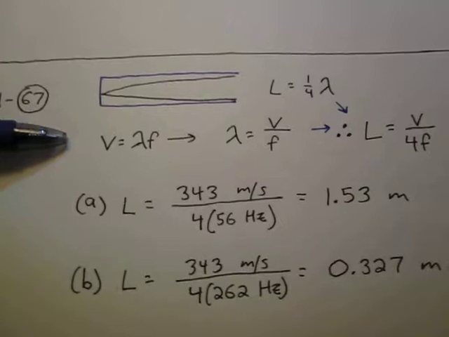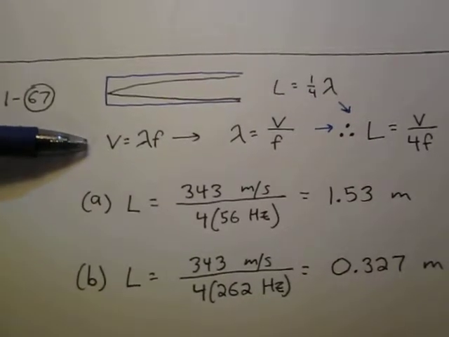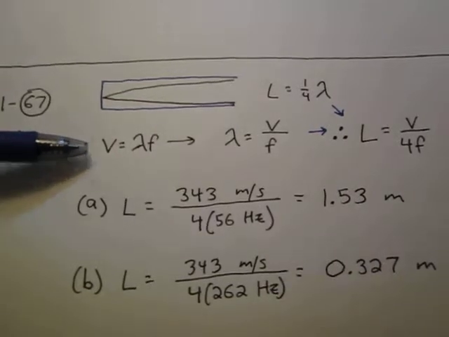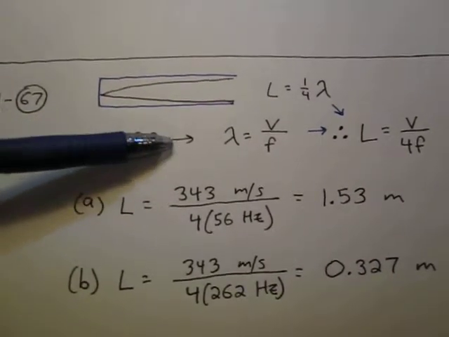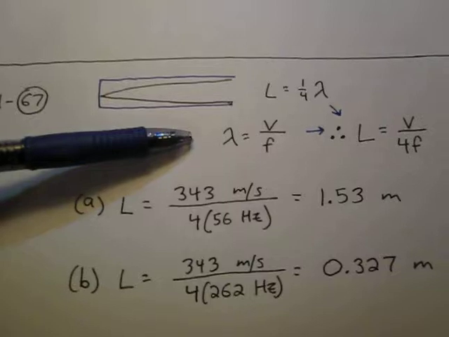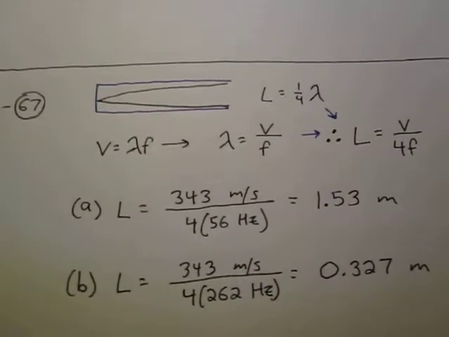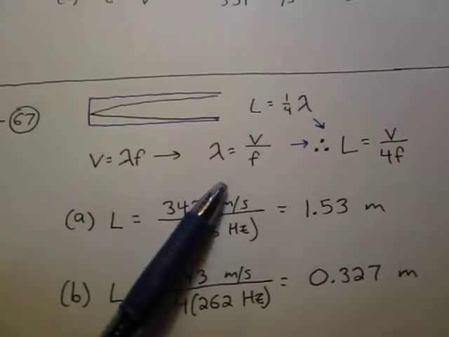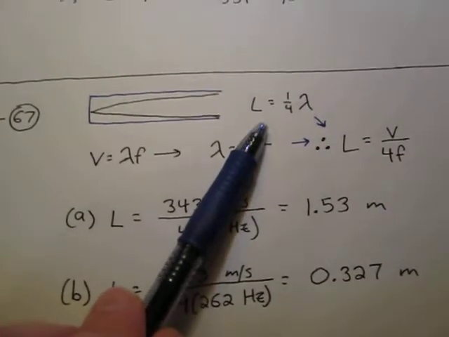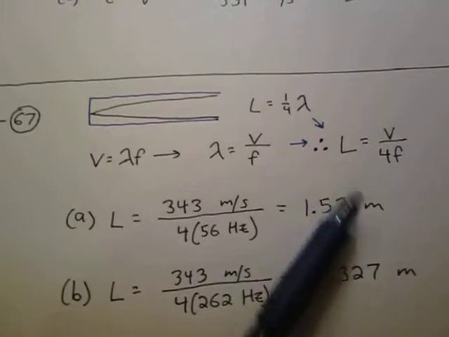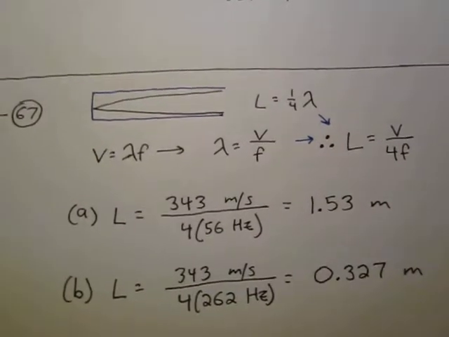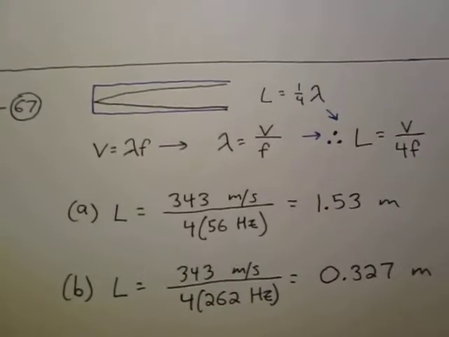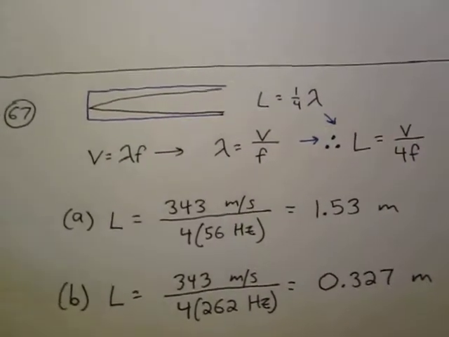We start with our basic relationship between wavelength, speed, and frequency, v equals lambda f. We want to find lambda, so lambda equals v over f. Putting these two equations together, the fact that lambda is v over f and length is 1/4 of lambda, we can then say that length is v over 4f. Now, we plug in those numbers to solve for the length.